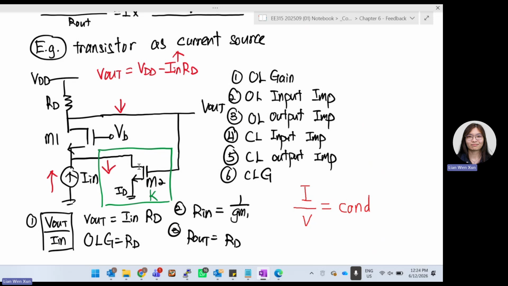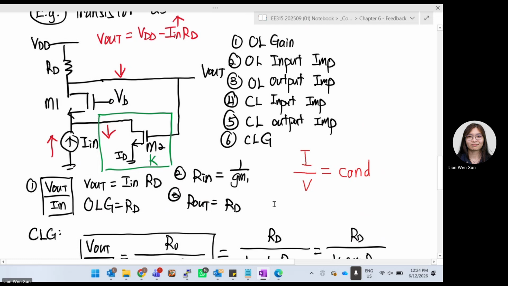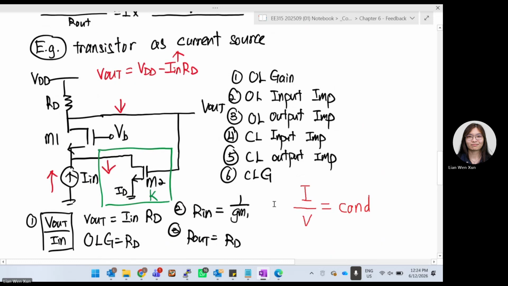What is the open loop gain of this circuit? Open loop gain is whatever over here. This is a common gate circuit. Basically, I want to find out what is the V out over I in. V out over I in.